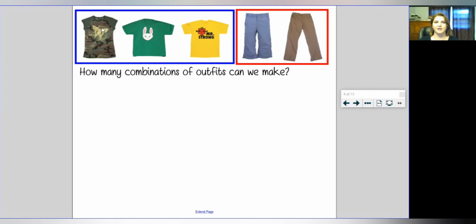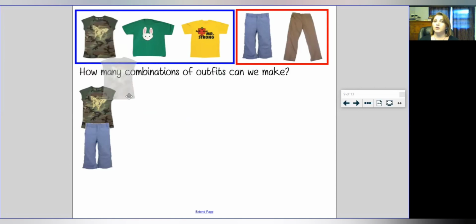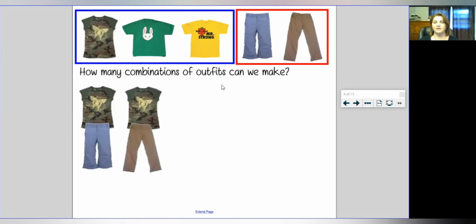Well, let's think about it. I have a camouflage shirt, and I could pair that with a pair of blue jeans. Or I could do a camouflage shirt with a pair of khaki pants. Well, I don't have any more pants, so those are the only combinations I can make with the camo shirt.